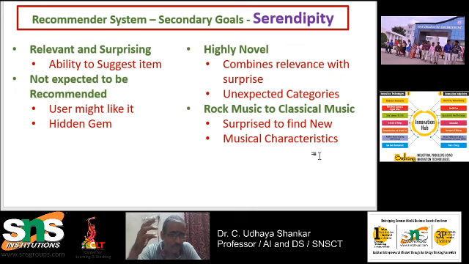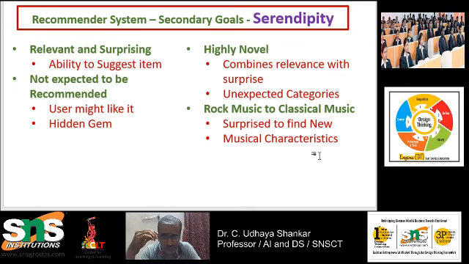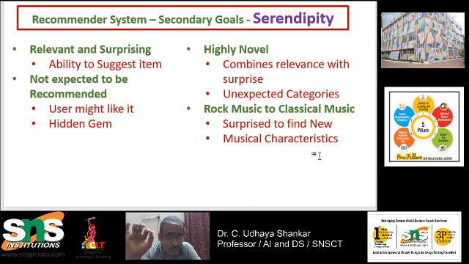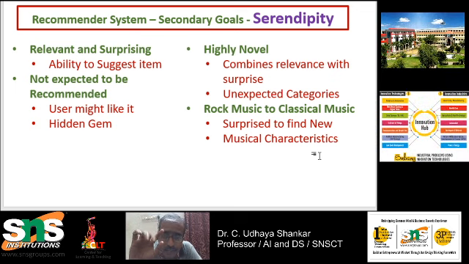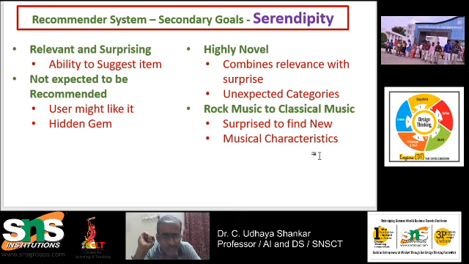For example, it is highly novel. All the novel recommendations are not serendipitous. Those which are highly novel are called serendipitous recommendations. So from this we can conclude that serendipity combines relevance along with surprise. Is it clear? So relevance and surprise combined together is called serendipity.